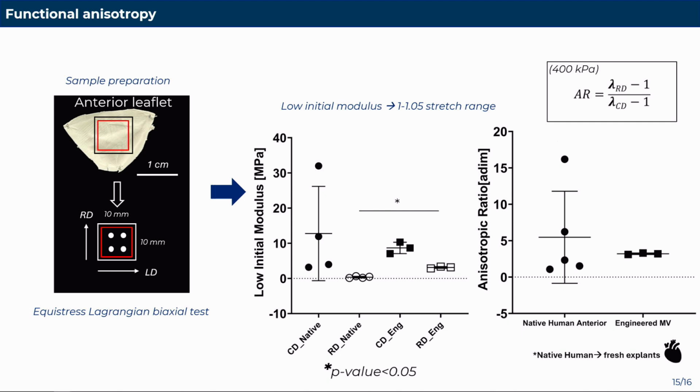And I would also like to highlight how the wide distribution for the native tissue, especially regarding the circumferential direction and the anisotropic ratio, could be related to the fact that the samples we obtained were fresh, but they belong to diseased patients. And we didn't characterize them by dividing them by disease, let's say.